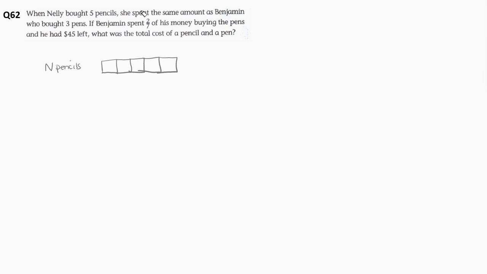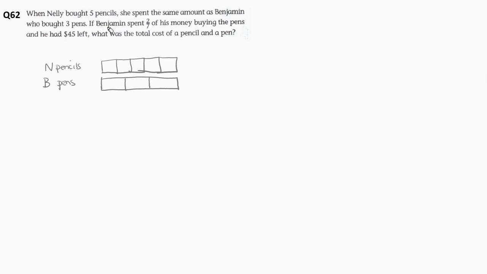And we are told that this took the same amount of money. She spent the same amount of money as Benjamin. So we've got Benjamin's pens, and that was the same as 3 pens. Okay, so we're going to have a bar that is the same total size, but we're going to split it into thirds. Okay, so these are Benjamin's pens. And so the value in money is the same.